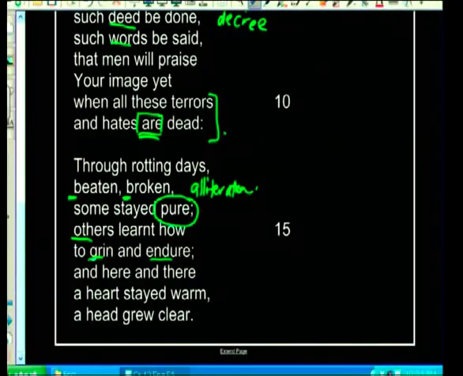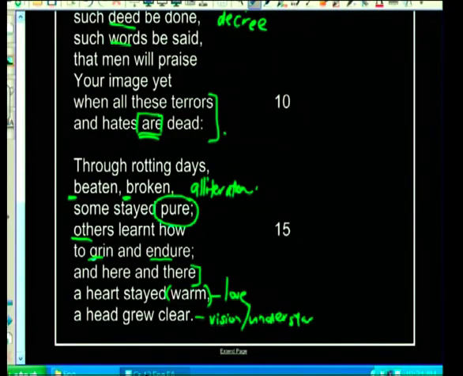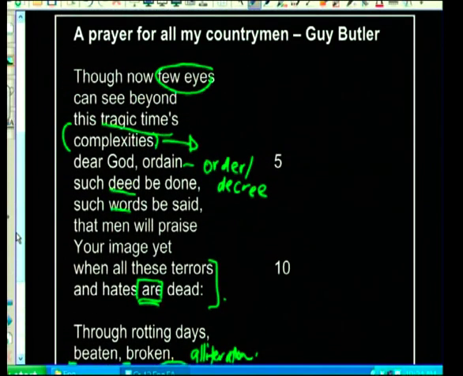And here and there. So there were not many. And here and there, a heart stayed warm, so there was still love. And a head grew clear. There was still vision and understanding. Which is enormously difficult in seeing beyond. So it's about sight. Do you feel ready to go on to the questions?